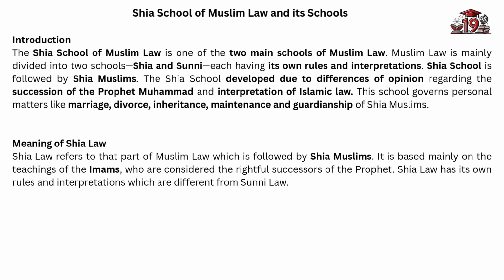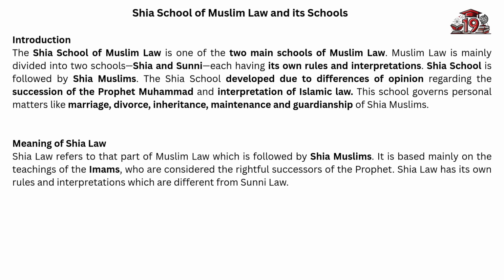Introduction. The Shia school of Muslim law is one of the two main schools of Muslim law. Muslim law is mainly divided into two schools, Shia and Sunni, each having its own rules and interpretations. The Shia school is followed by Shia Muslims. It developed due to differences of opinion regarding the succession of the Prophet Muhammad and interpretation of Islamic law. This school governs personal matters like marriage, divorce, inheritance, maintenance and guardianship of Shia Muslims.